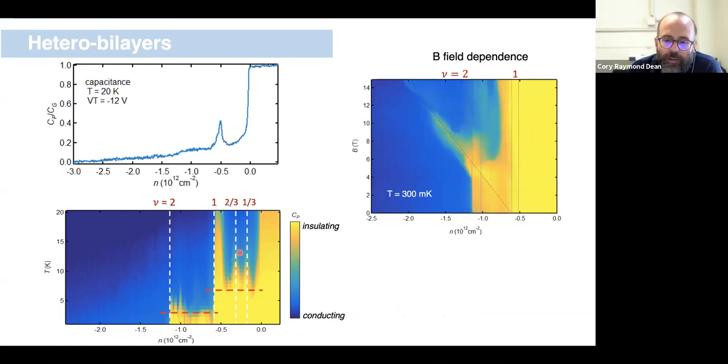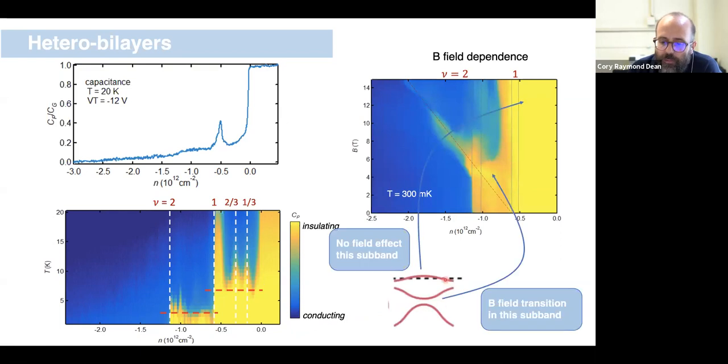Okay, then finally, magnetic field dependence shows that there's a difference again between below half filling and above half filling. So below half filling, if I'm in one branch of this gapped flat band, then in this case, I see that as I apply magnetic field, there's basically no effect. Whereas if I'm in the other half of the band, at some well-defined magnetic field, I see a transition from an insulating state to a conducting state.